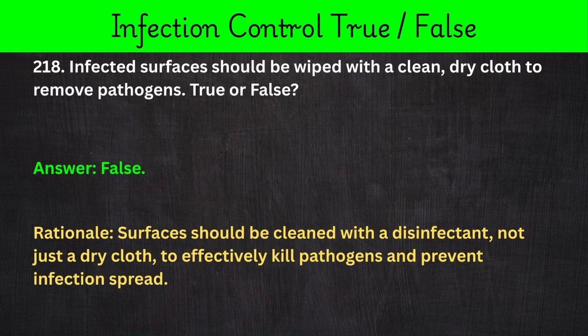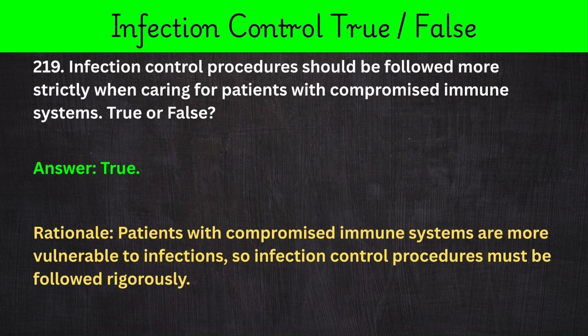218. Infected surfaces should be wiped with a clean, dry cloth to remove pathogens. True or false? Answer: false. Rationale: surfaces should be cleaned with a disinfectant, not just a dry cloth, to effectively kill pathogens and prevent infection spread.